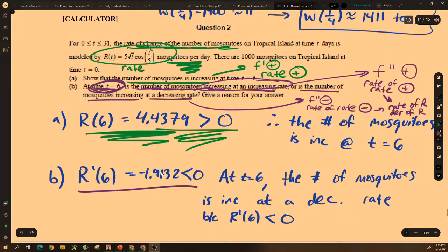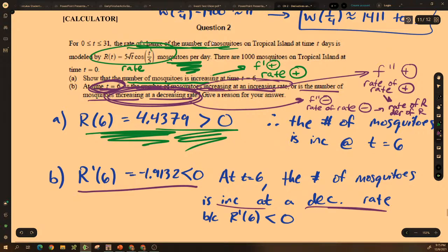So when you plug in the derivative, you're going to get this negative. Say that it's less than 0. Because it's negative, that means the number of mosquitoes is increasing at a decreasing rate. The decreasing rate part was the second derivative part, the negative part. It's increasing because of part A, but you don't really have to worry about that so much. Just rewrite that part. So it's increasing at a decreasing rate. Why? Because R prime of 6 was less than 0.